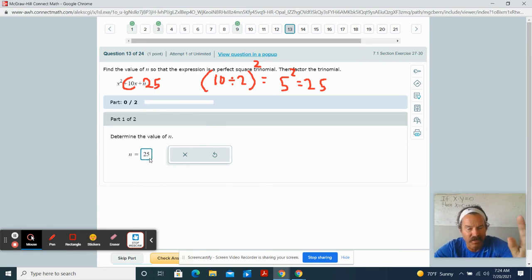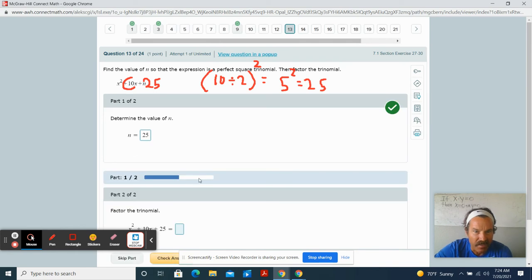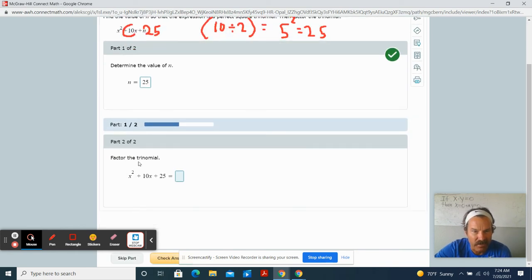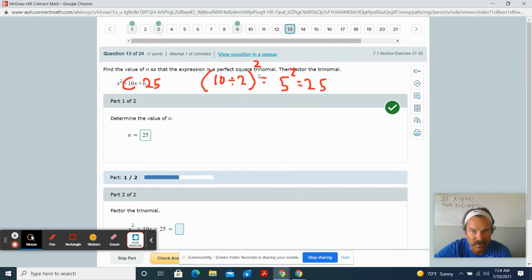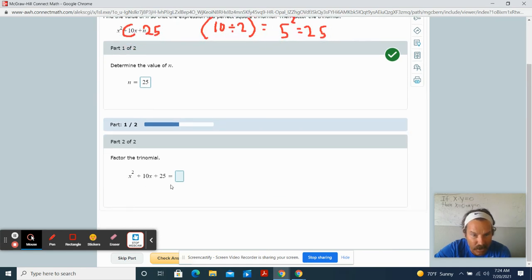25. Sometimes it'll be a whole number. Sometimes it'll be a fraction. This is a two-part problem, so they're going to want you to check your answer, and then you're going to want to factor the trinomial. Now, if it's a perfect square trinomial, which it is, it's always going to be a perfect square trinomial. When you factor it, it's going to be factored into 2 of the same sets of parentheses. It's going to be x and x, plus and plus, and then 2 numbers that multiply to get 25 and add to get 10. You get it as 5 times 5.